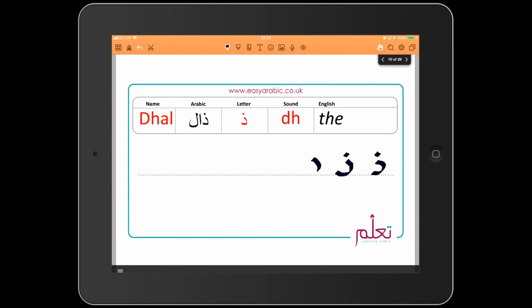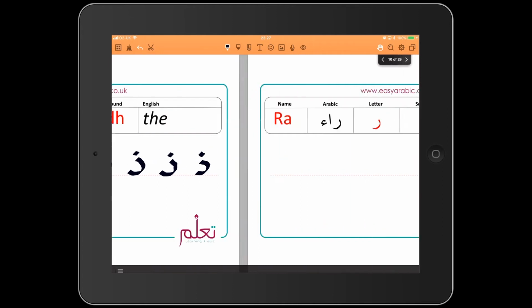and again dhal, dhal, and again dhal. Try and keep the letters as a semicircle, because when we start to do the ra and the za, it's quite easy to confuse the two letters. Dhal. Yeah. Dhal. And again dhal.